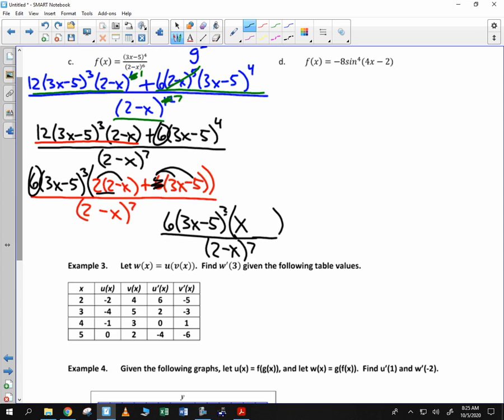And then 2 times 2 is 4. And we have the negative 5. So 4 and negative 5 make negative 1. Yeah, that's better. Sorry about that.